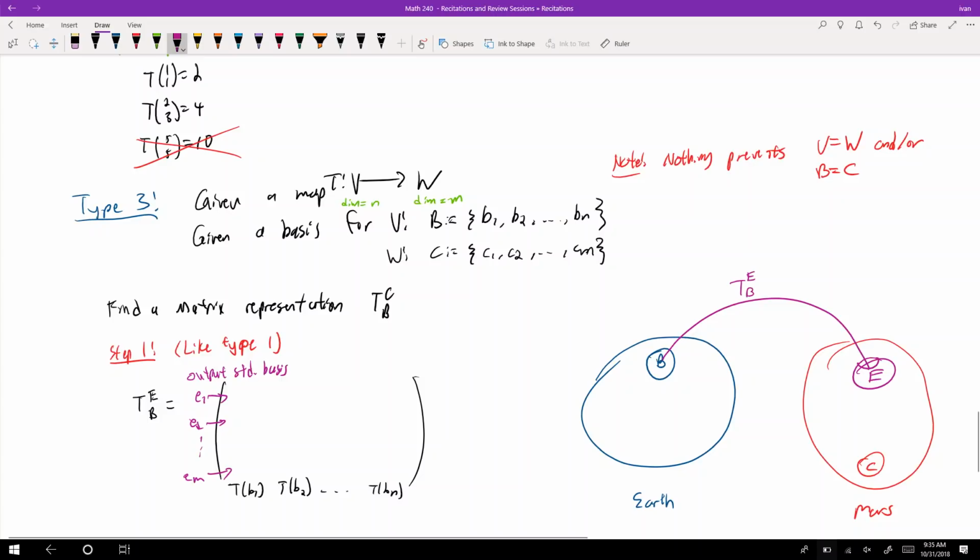So that's what we're doing right now. All right. By plugging your b's into T, at least you're in the right vector space. Okay. But you're over here at basis E rather than basis C where you want to be.